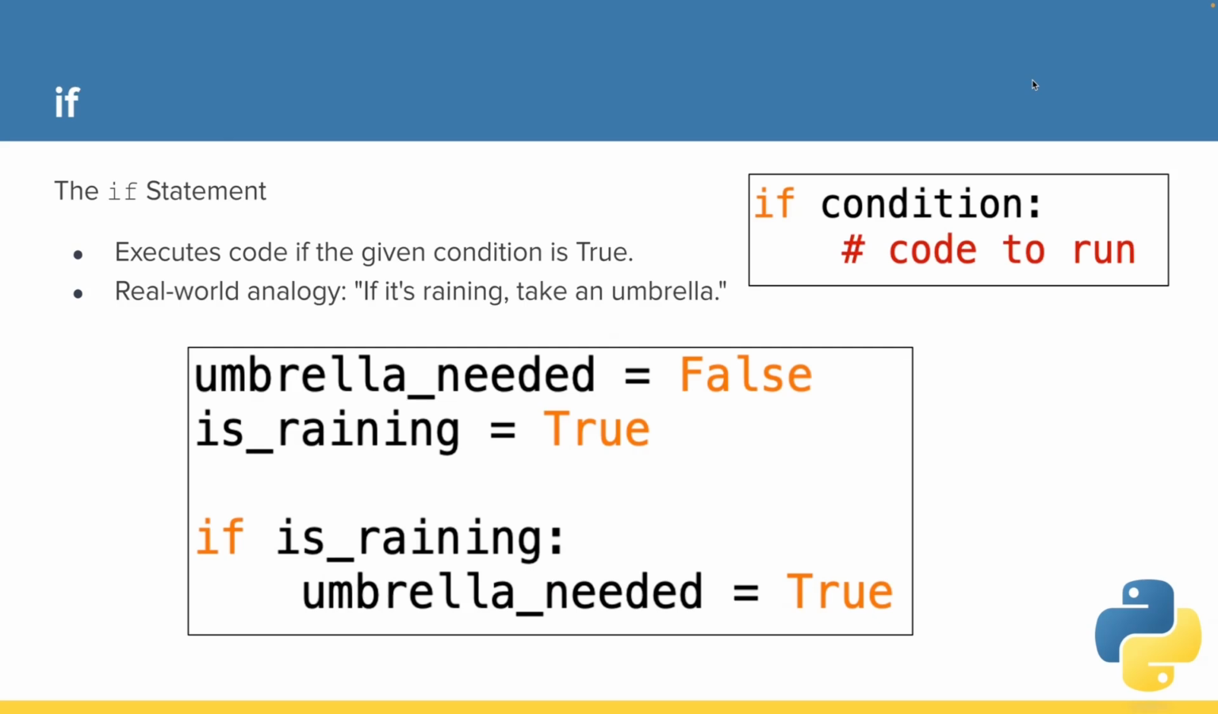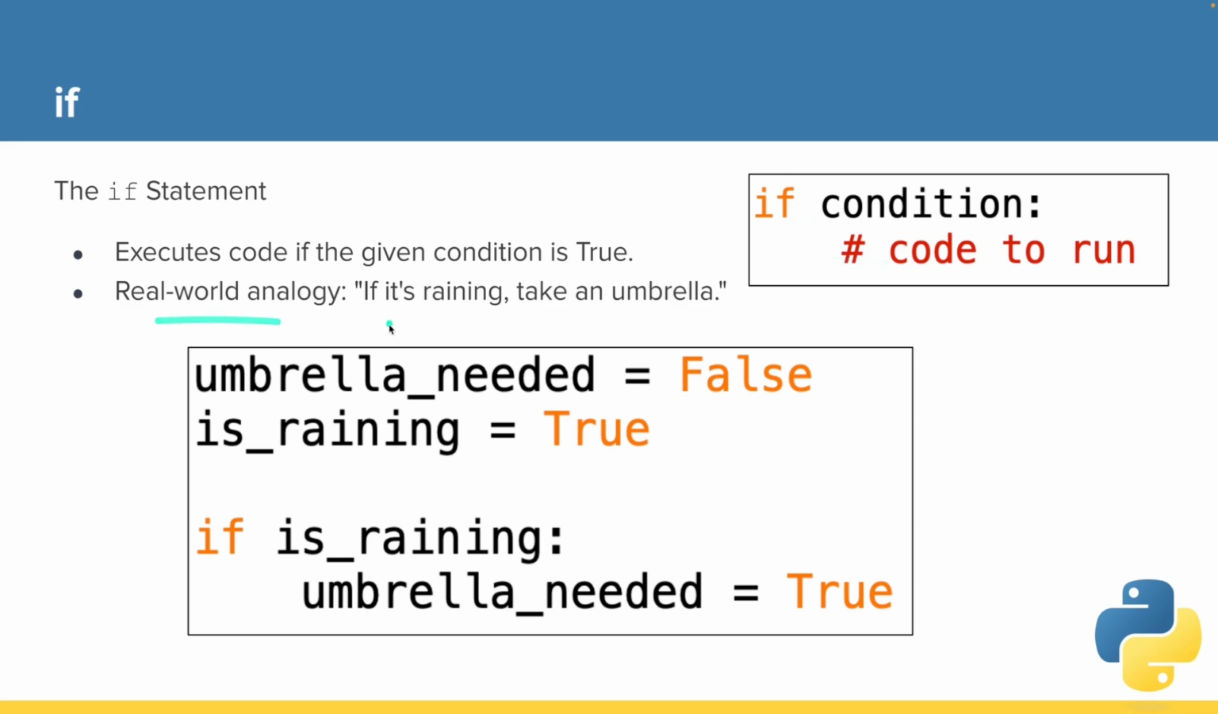Let's dive deeper into our if, elif, else control structures so we can better understand how they work and when to use them. First of all, the if statement. This executes code if the given condition is true. It's always a true-false deal, yes, no. And so if a condition is met, run some code.